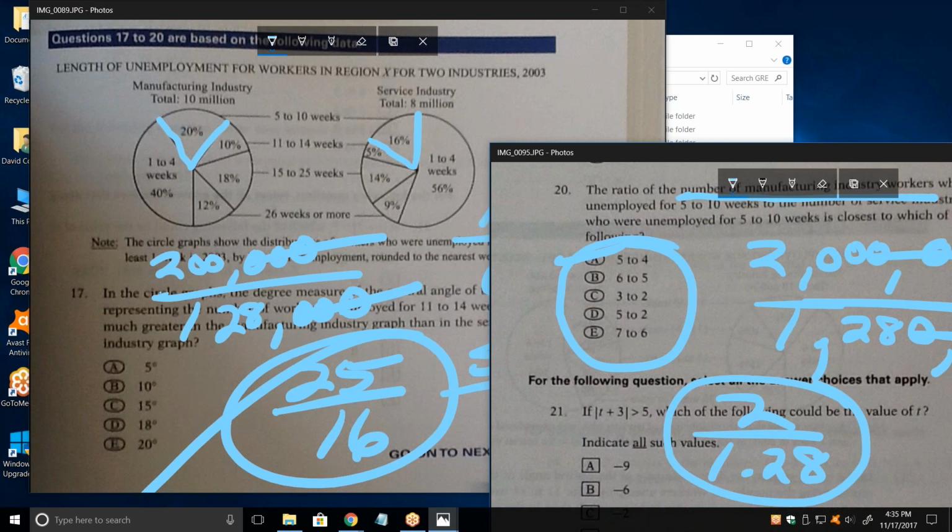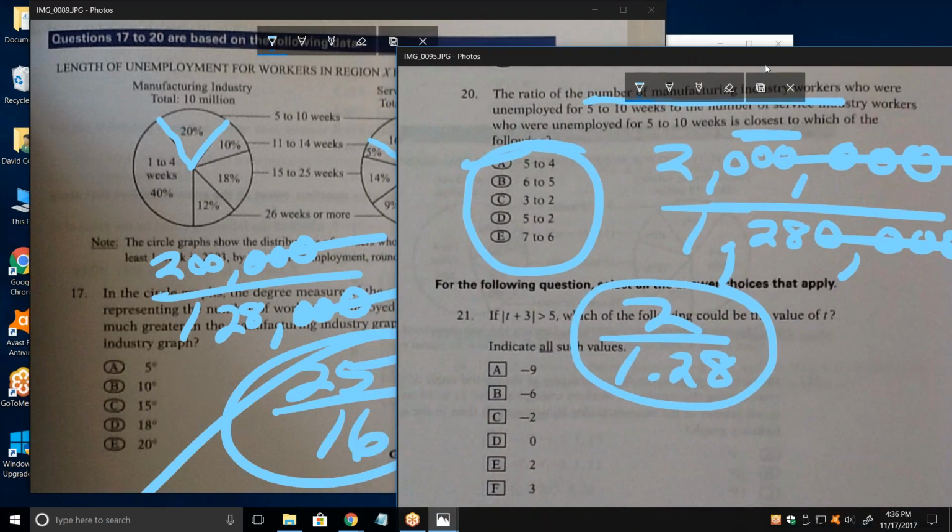Well, that's what it says. So then you do them as fractions, and 5 divided by 4 is equal to 1.25. 6 over 5 is equal to 1.2. 3 over 2 is equal to 1.5. 5 over 2 is equal to 2.5. 7 over 6 is equal to 1.17. Choice C is closest to 1.5625. Closest.